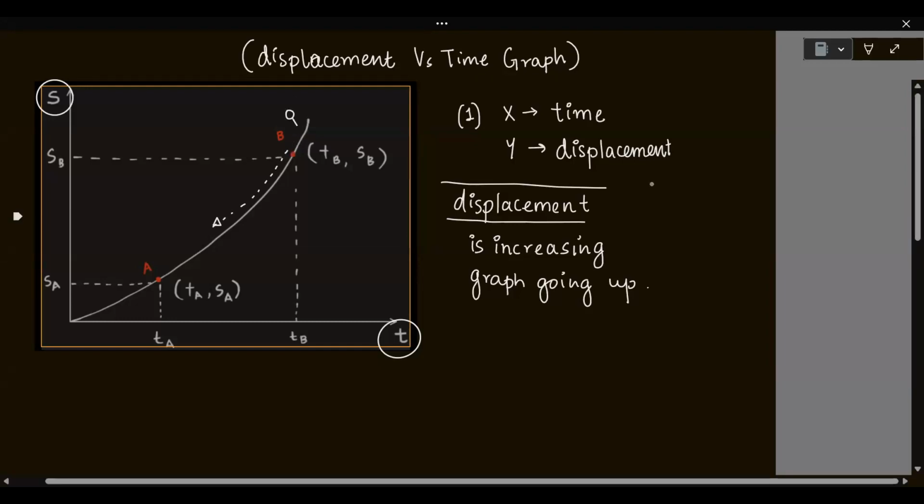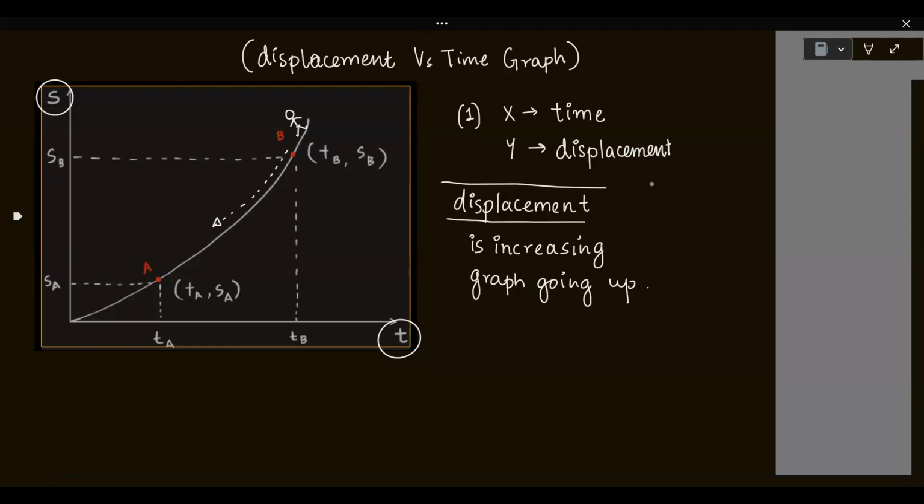Do you understand his doubt? He's saying, sir, what if the man is not going up, it is coming down? From his perspective, the displacement is decreasing. What do you think?